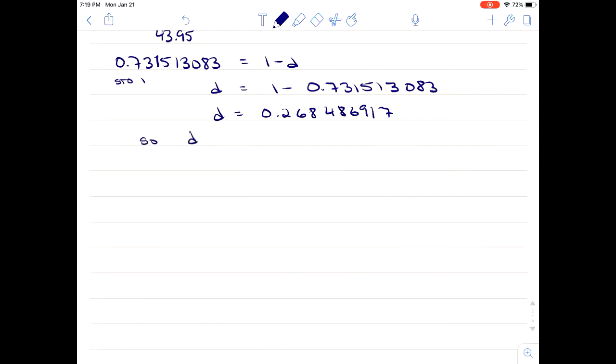So now we can round D. D is 0.268 or 26.8%.